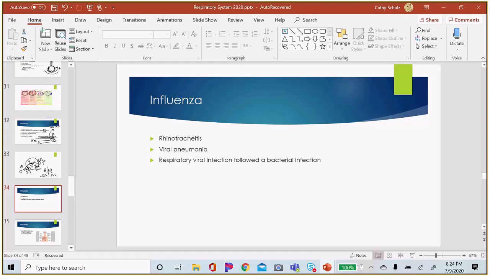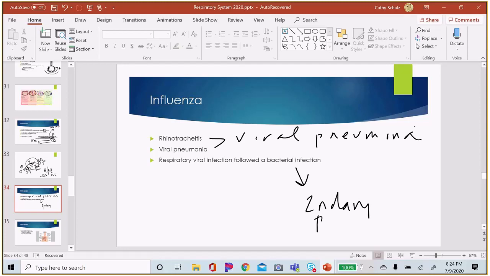So it usually starts out with a rhinotracheitis, which means you have inflammation and drainage from the nose and upper airway, and then that could settle into the lower airways, causing an influenza pneumonia, which would be a viral pneumonia, or it can lead to a secondary bacterial pneumonia. Either way, influenza is deadly, and it does kill several thousand people a year, 30 to 50,000, depending on how bad the season is.